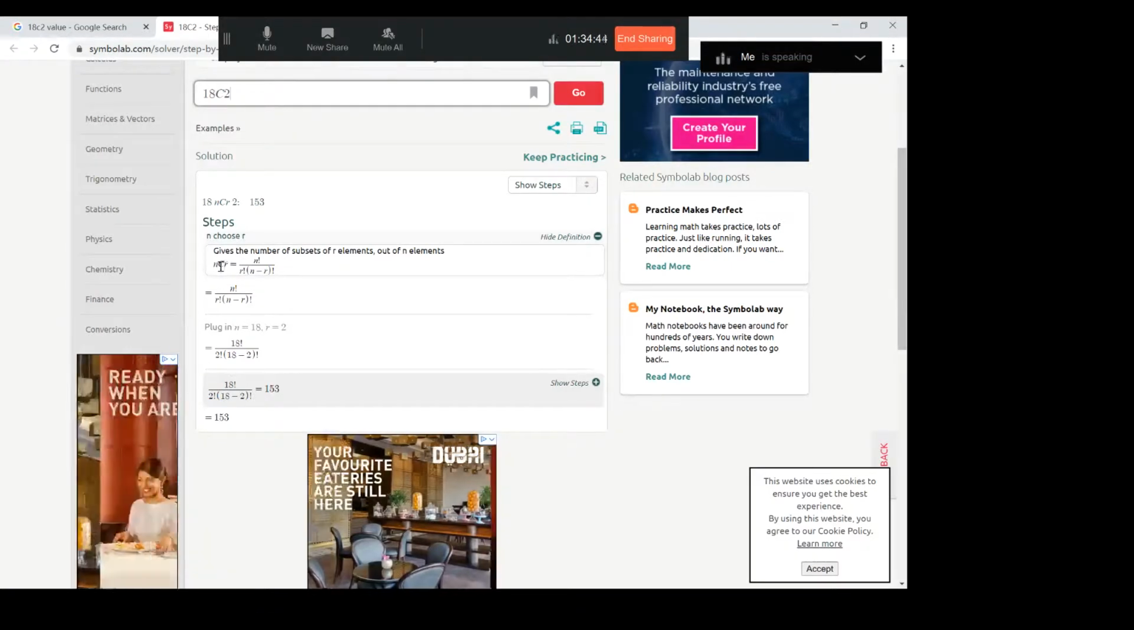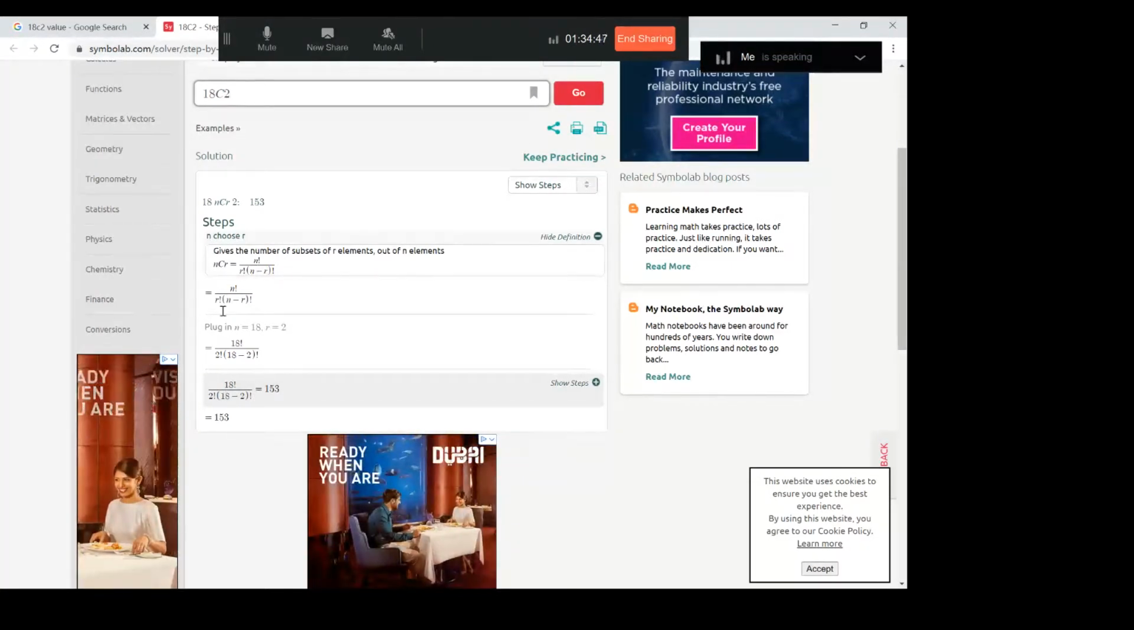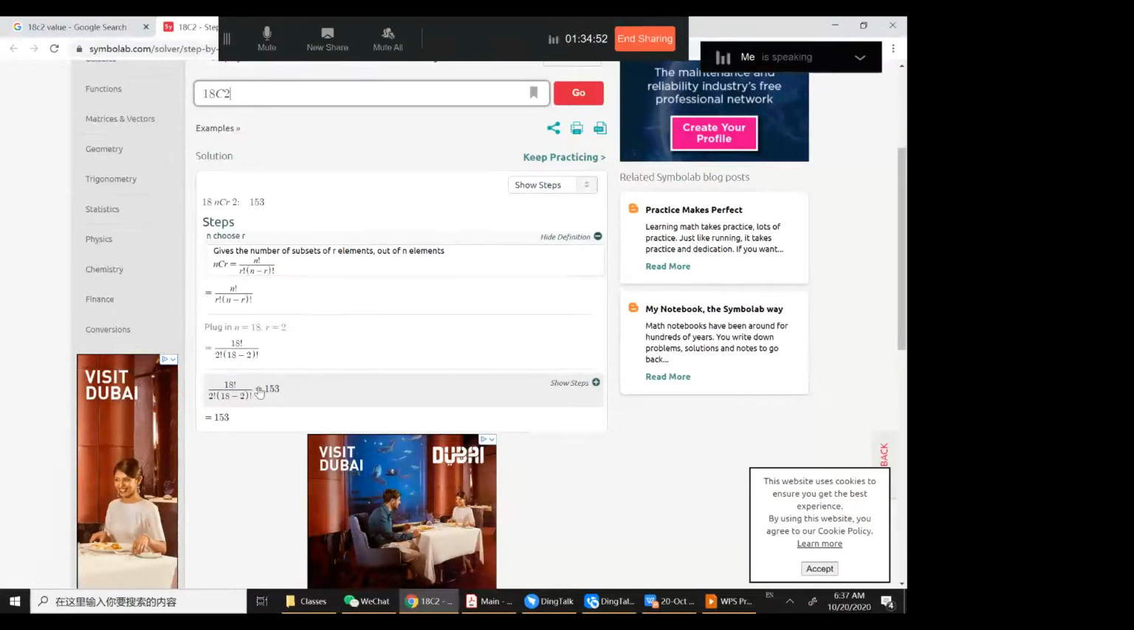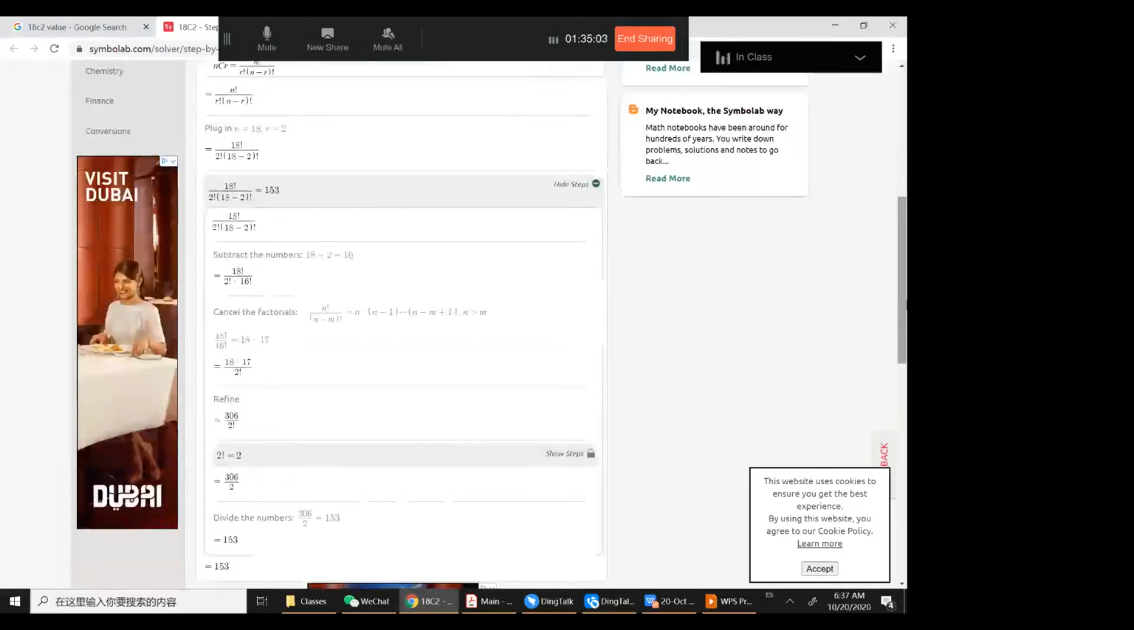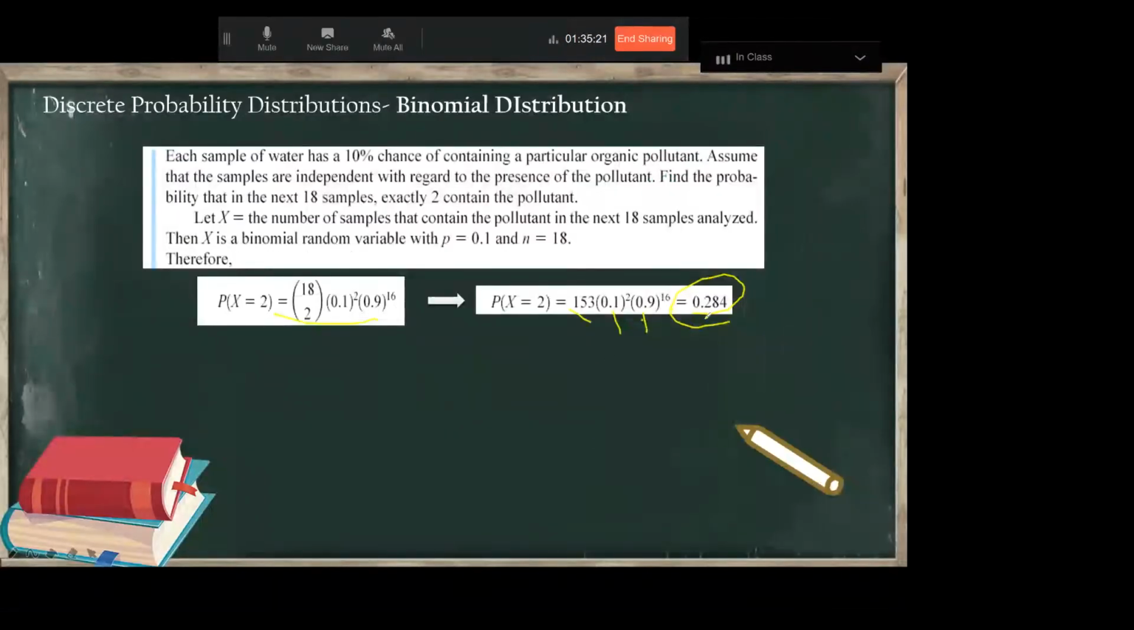How did they do that? It's simple. That's the same formula, NCR, right? N and R, so it's 18 and 2 with 16. If you solve, this is 18 times 17 times 16 times 15 and so on up till 1, divided by this, which gives 153. If you want to see, you can see the steps. Subtract the numbers, 18 minus 2 is 16, and this is the formula. 18 into 17 divided by 2, that's how you reduce it, 306 over 2, and you can see the proof as well. Now, you got this value, 28.4%.